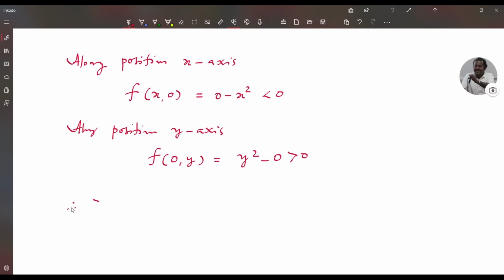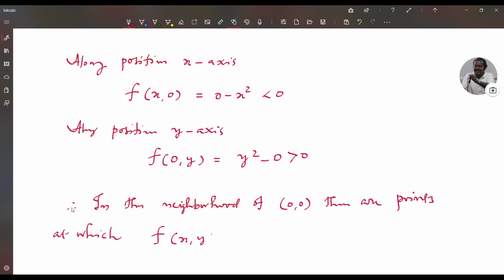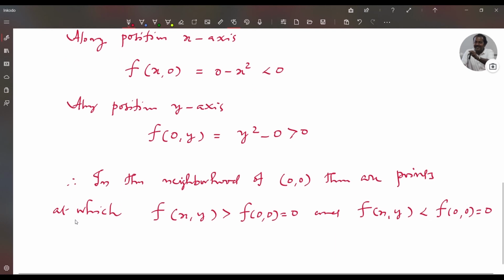Therefore, in the neighborhood of 0, 0, there are points at which f of x y is greater than f of 0, 0, that is equal to 0, and f of x y is less than f of 0, 0, that is 0. Therefore, 0, 0 is a saddle point.